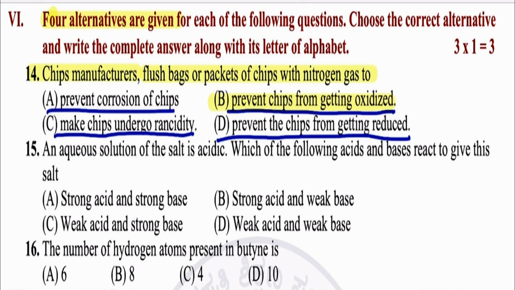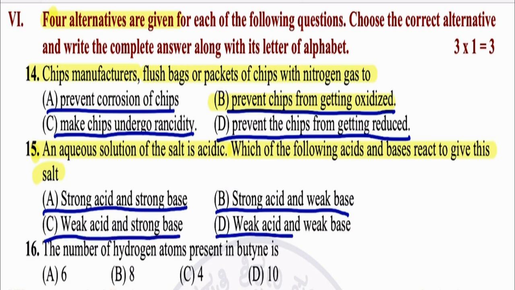Question number 15, an aqueous solution of salt is acidic. Which of the following acids and bases react to give this salt? Option A, strong acid and strong base. Option B, strong acid and weak base. Option C, weak acid and strong base, and option D is weak acid and weak base. So the correct answer is option B, strong acid and weak base.